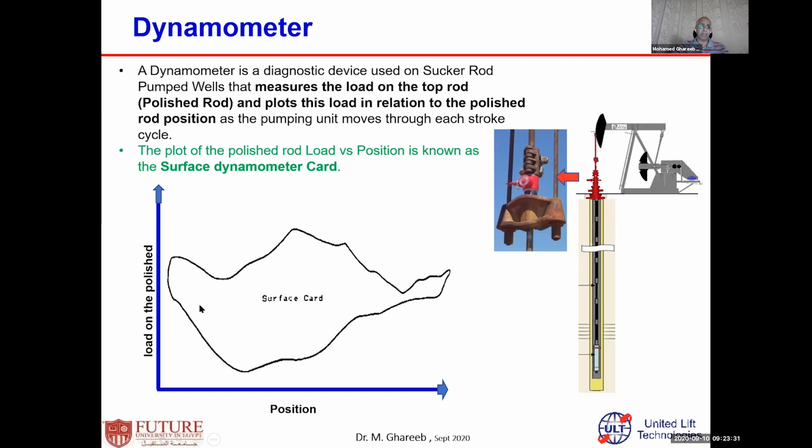This shape is called the surface dynamometer card for one complete cycle, like a 360 degree cycle. The top part of this dynamometer card represents the load in the upstroke, while the polished rod is going up, starting from a certain point up to the end point. Going down, they have the down load in the lower shape of this card. A complete cycle, a closed loop like this, is called the surface dynamometer card. And remember please, the surface dynamometer card is the measurement of the load at the surface.